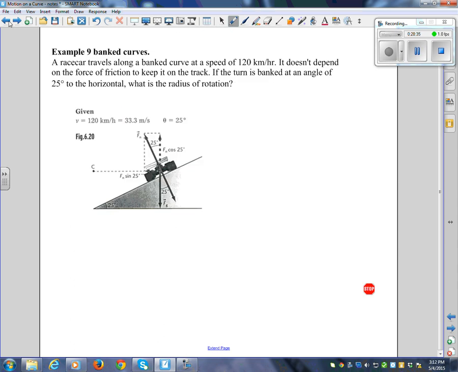Okay, so here's example number 9. How about you give this one a try? Oh, it's almost 3:15 already. Give it a go. If you can't do it, that's fine. I'm going to do the answer right away.